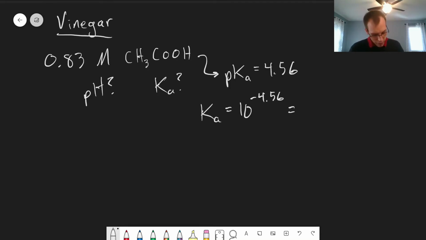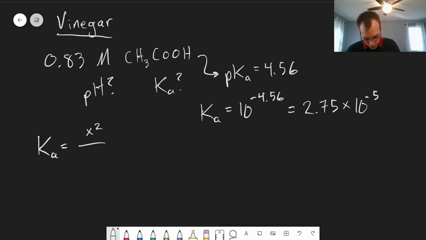All right, and so our Ka value is equal to, if we do that calculation, 2.75 times 10 to the minus 5. You can plug this into your own calculator and make sure that my numbers are correct here. Okay, and so we went through it. So we know that Ka will equal x squared over f minus x. We went through in the last video where this equation comes from. And f will be this concentration here, right? That's the concentration of the acetic acid.